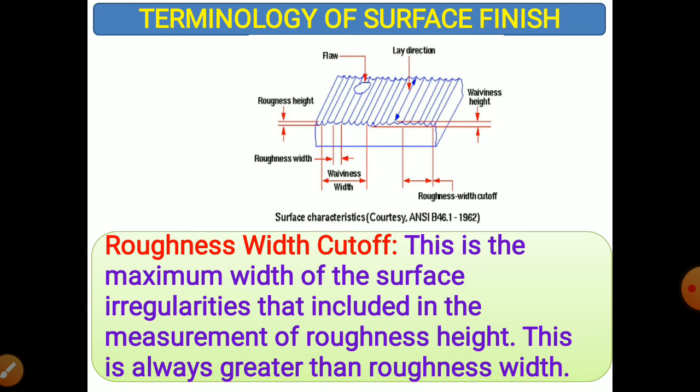So here you can see the roughness width cutoff. Here you can see the roughness width is very small. So roughness width cutoff is always greater than the roughness width. That you need to understand.